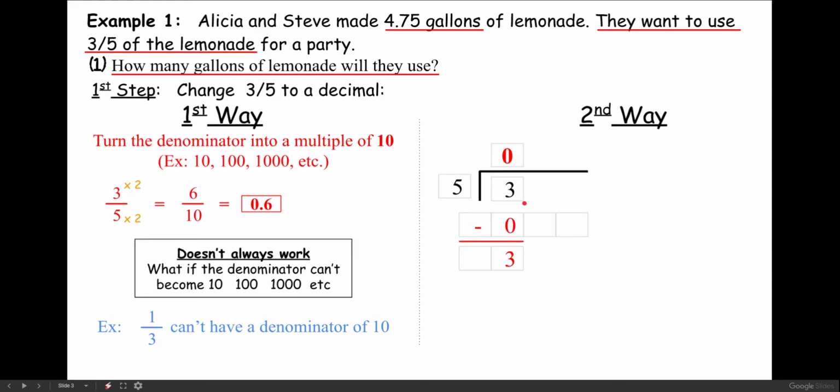A lot of people skip this step and they just put up the decimal. When you put that decimal up, you have to add a 0 and bring it down and ask yourself, how many times does 5 go into 30? Well, it goes in 6 times. 5 times 6 is 30, and 30 minus 30 is 0. So our answer is 0.6, as we figured out using our first way.